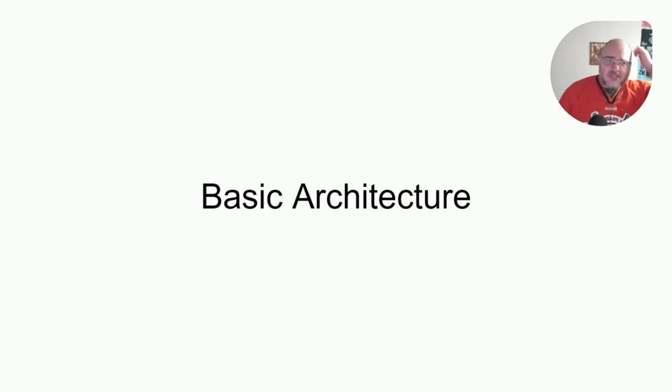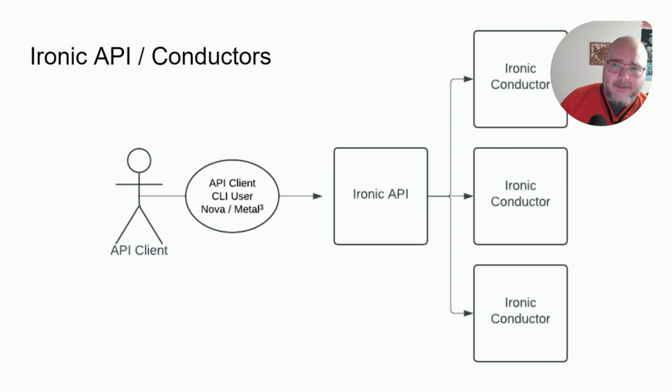But first, I wanted to start us out with a basic architecture of Ironic. I just don't want to throw a bunch of terms at you without you understanding what they mean first. So let's talk about the basic design of Ironic. You start out with some sort of API user, a person making curl commands, an API client with OpenStack SDK. Maybe you're using Python Ironic client CLI, or maybe you're using Nova or Metal Cubed. Either way, all of those things are going to hit a public HTTP REST API endpoint at the Ironic API.